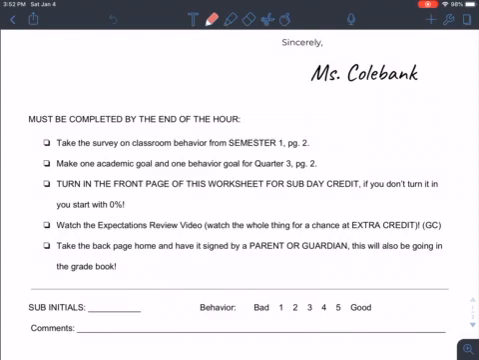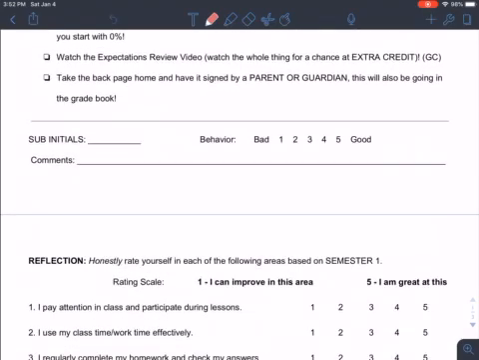If you don't turn it in, you're starting out with a 0% because I have to know how you did for the sub. You need to watch the expectations review video. That is the next video on here. There is, like I said, hidden extra credit in there, so make sure you pay close attention. And then you're going to take the back page home and have it signed by a parent or guardian. That's also going in the grade book. Okay, so this is the section where the sub will give initials based on your behavior. That should be absolutely a 5 for every single person, and if not, then it's going in the grade book as such. So here's the reflection portion.